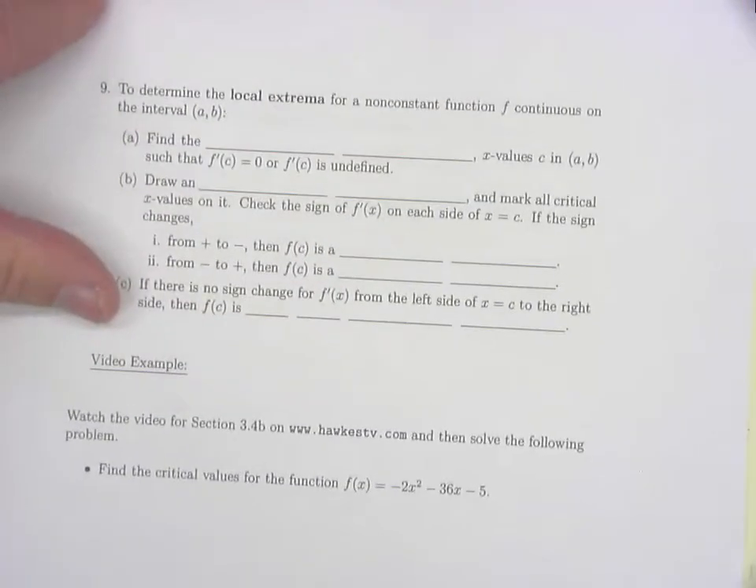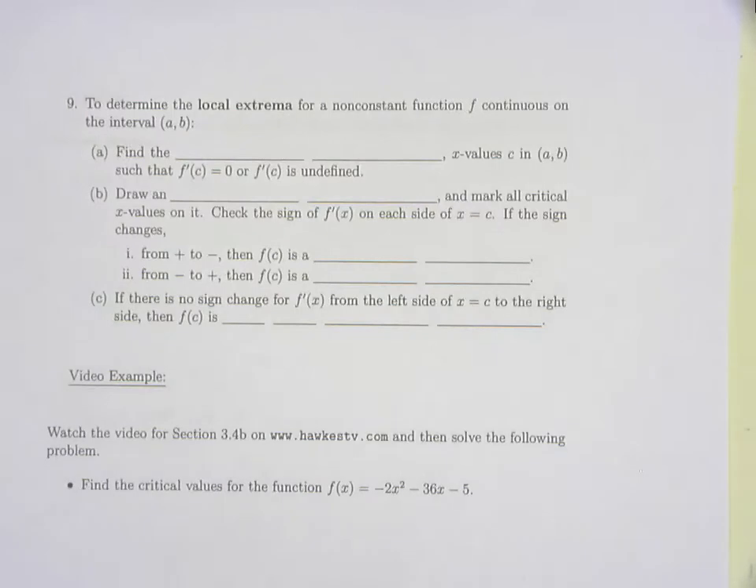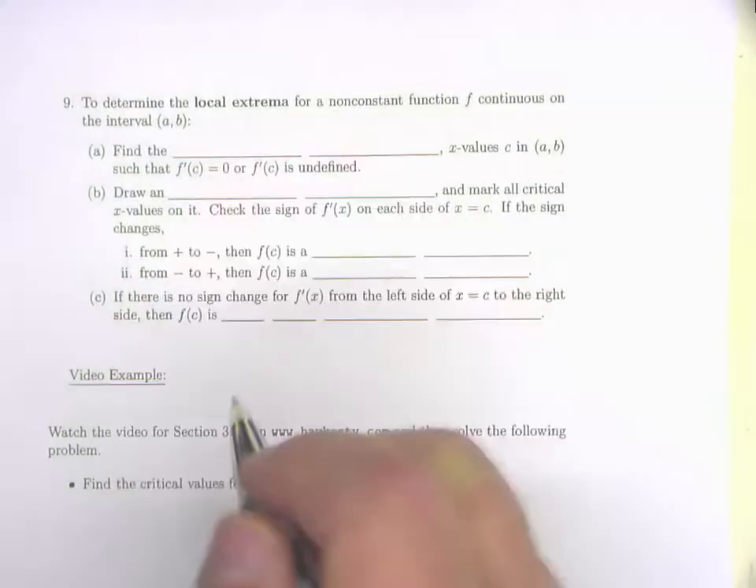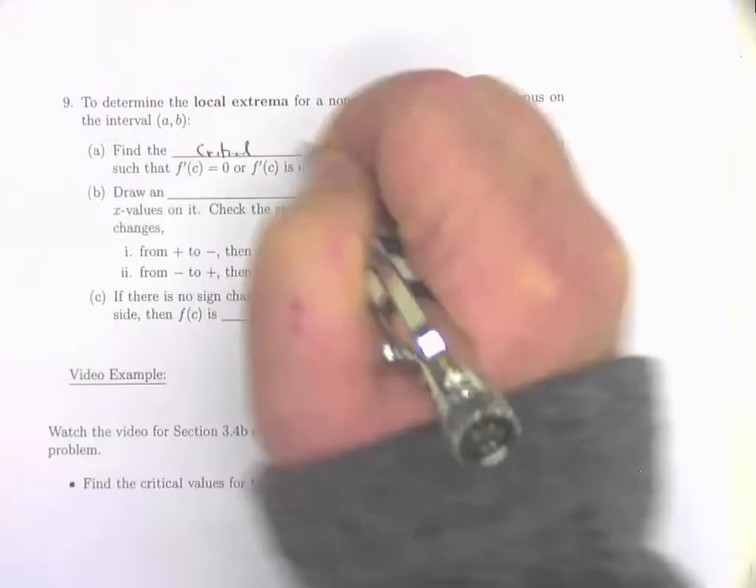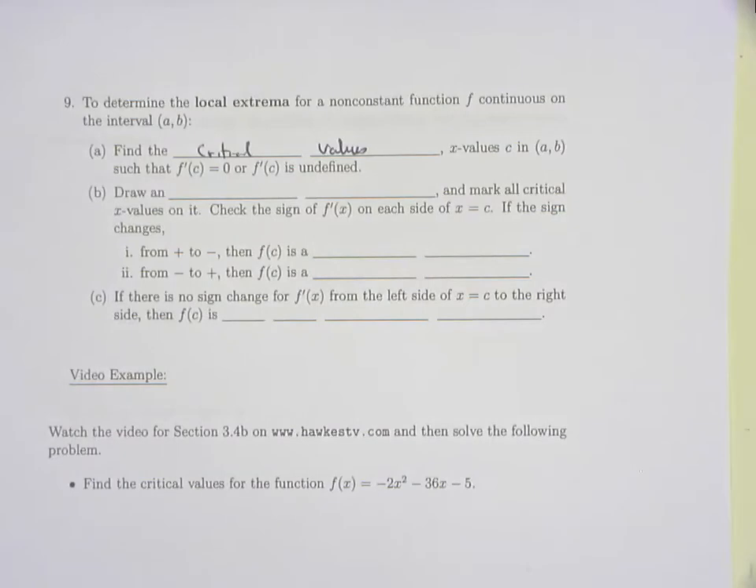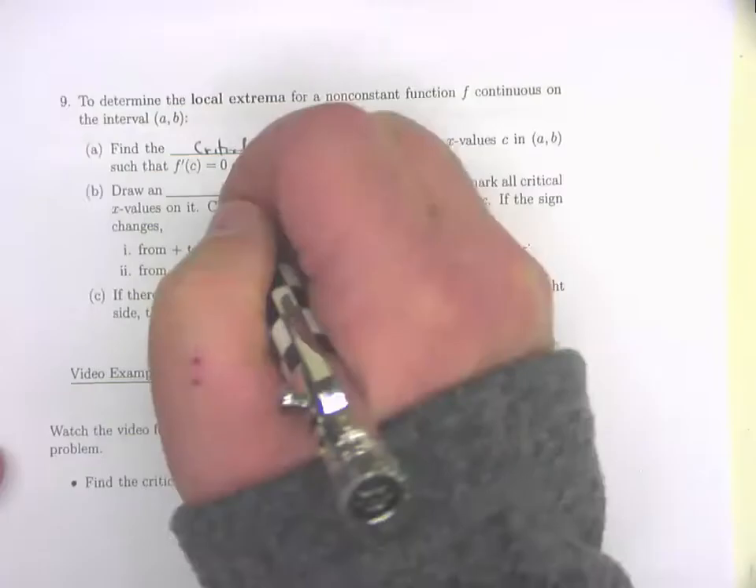One more of these local extrema problems here. To determine the local extrema for a non-constant function f continuous on an interval, okay, here's basically your steps. 1A, find the critical values. X values c in the interval between a and b such that f prime of c is equal to 0 or f prime of c is undefined. You got to first find your critical values. And then you're going to draw, and this is the Hawk's terminology for this, the analysis line.